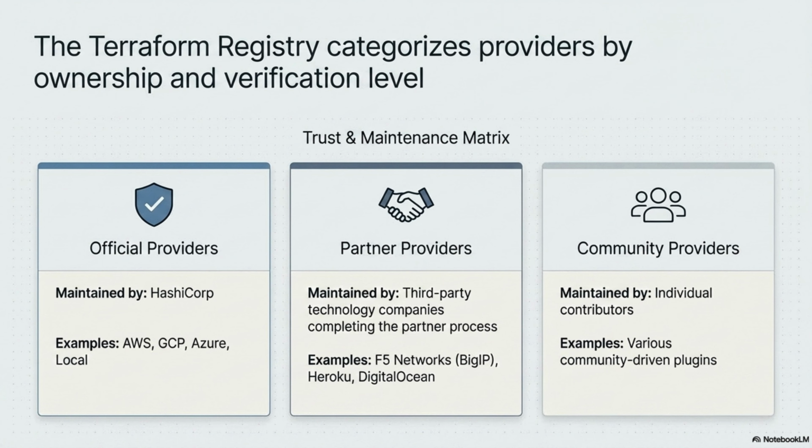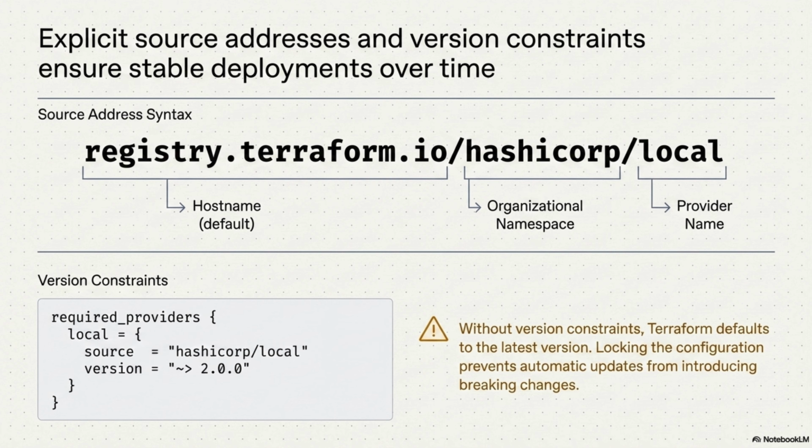Terraform Registry categorizes providers. Not all providers are equal. This slide shows 3 categories. Official providers, maintained by HashiCorp; partner providers, maintained by companies; community providers, built by contributors. Each has a different level of trust and support. So when you choose a provider, you're also choosing reliability, explicit source addresses, and version constraints.